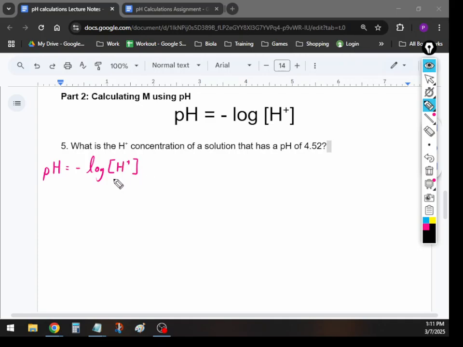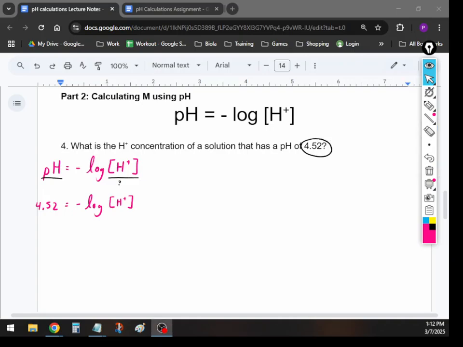Alright, so if you guys take a look, we are looking for this right here. We're looking for H+, and we are given pH. So pH is 4.52, so we're going to write down 4.52. And 4.52 is going to equal the negative log of H+. This is what we're looking for.